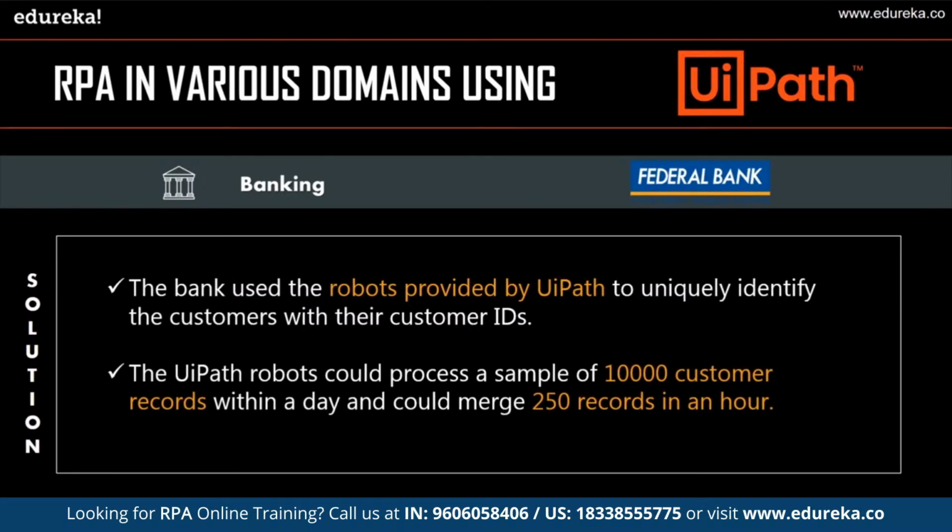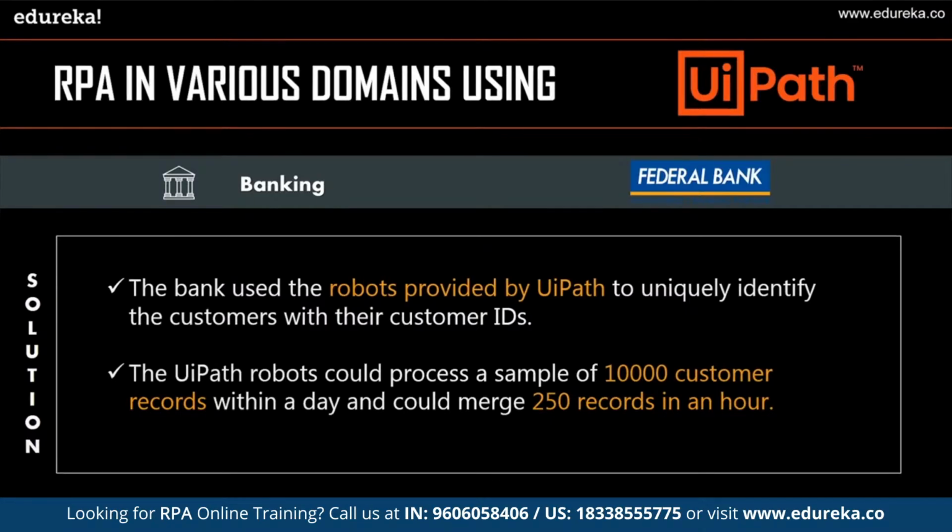RPA vendors. After looking at the top RPA vendors, the bank zeroed in on UiPath, and then the bank started using the robots provided by UiPath to uniquely identify the customers with their customer IDs. These UiPath robots could process a sample of 10,000 customer records within a day and could merge around 250 records in an hour. Now, isn't that a great number, guys?